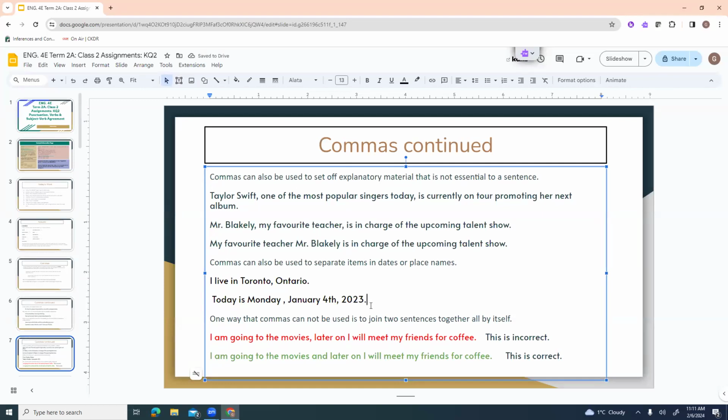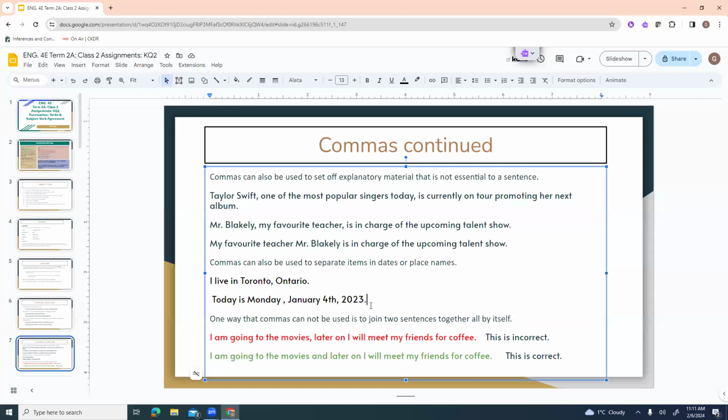One way that commas cannot be used is to join two sentences together all by itself. Now, this is confusing because a lot of times we do that when we're doing like Facebook messaging. But as far as proper grammar rules go, it is incorrect. And if I see it, I will correct it every single time. So please be mindful. This is probably the most common grammatical error I see in people's work, and it really does affect your mark. "I am going to the movies. Later on, I will meet my friends for coffee." Those are two separate sentences. I can't join them that way.